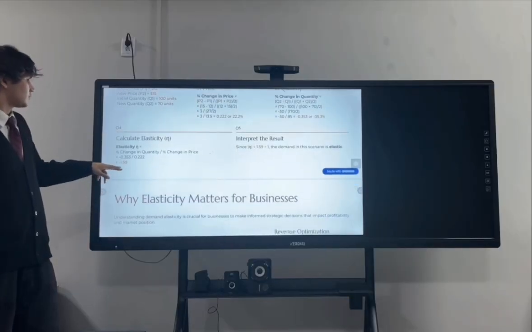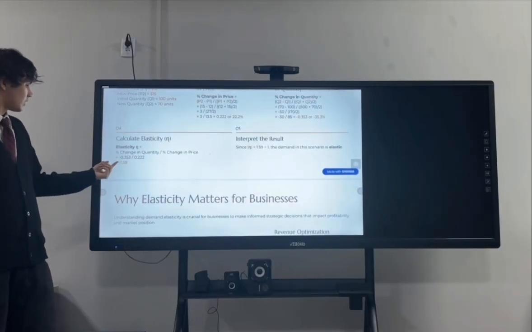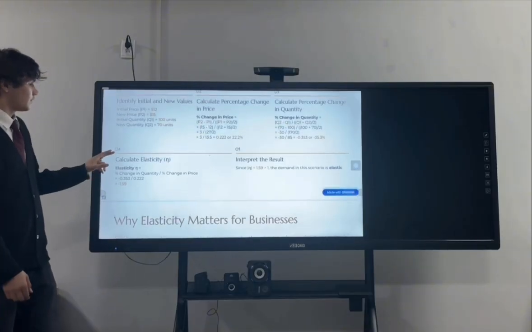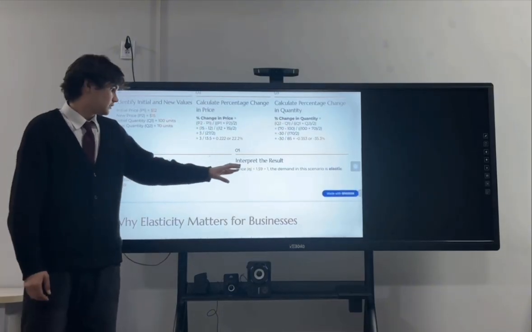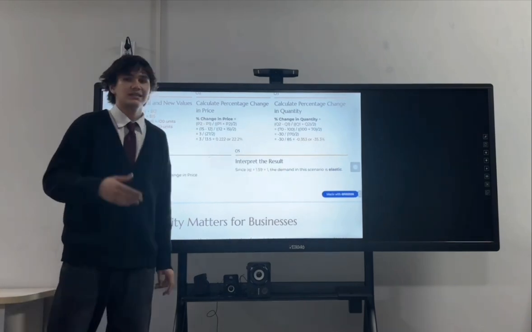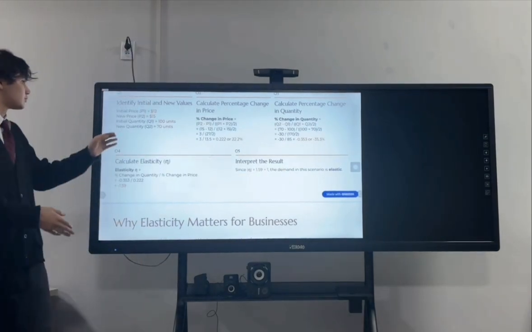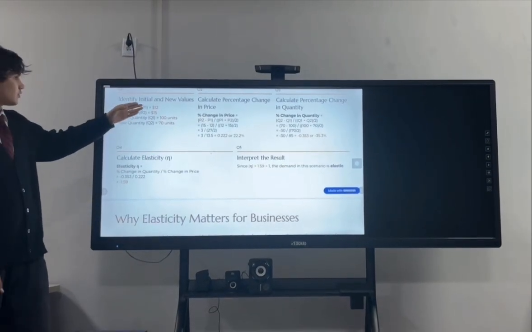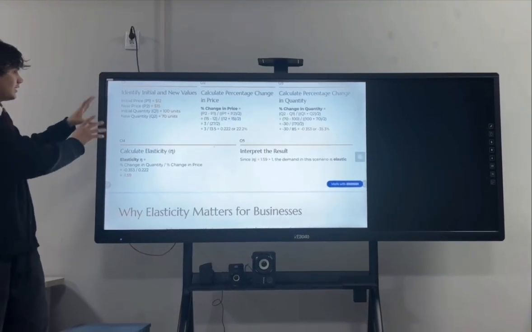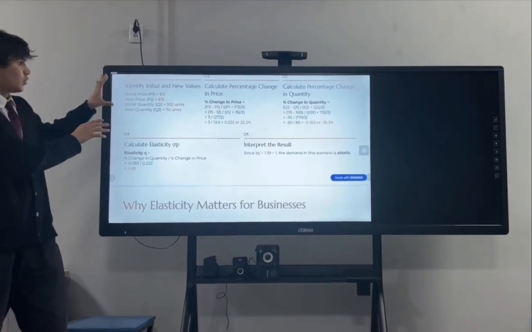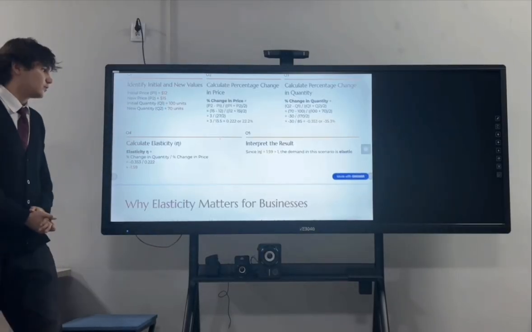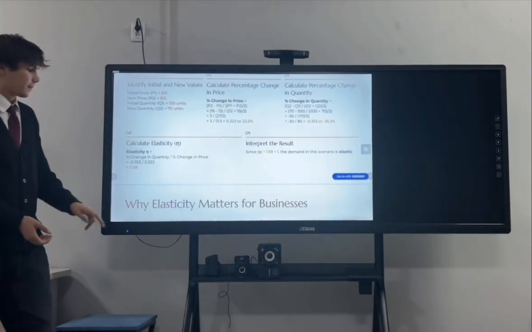So then after this, calculate elasticity. How do we find this? Our elasticity is minus 0.59. So we found our elasticity. The demand in this scenario is elastic. How do we find the demand? Our price is clear, we know price one and price two, and the initial quantity and new quantity. We use all the given information in our formula, and we found our absolute value.